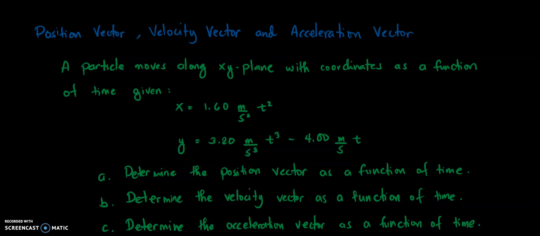Take note that for letter A, since we're looking for the position vector as a function of time, the position vector is denoted by r, wherein the position vector is just the sum of the position vector along x and along y. For the velocity vector, all you have to do is to find the derivative of the position vector. And lastly, for the acceleration vector, we will find the derivative of the velocity vector. So let us solve it one by one.